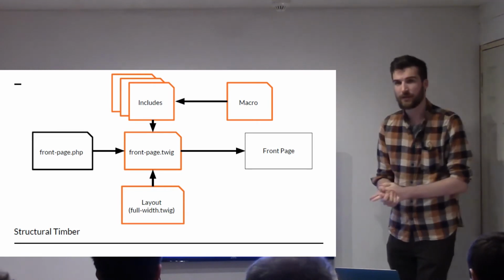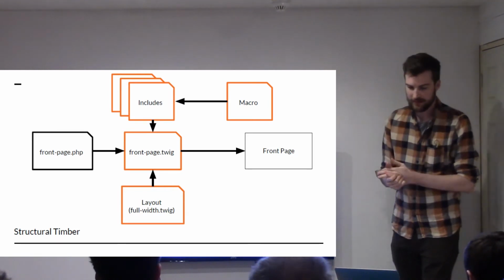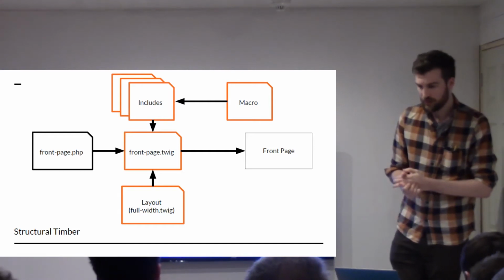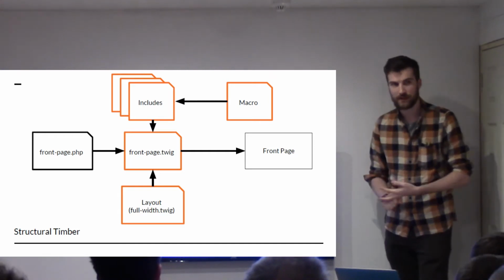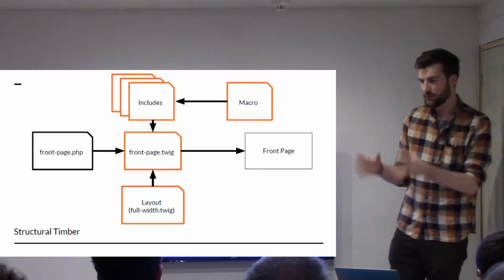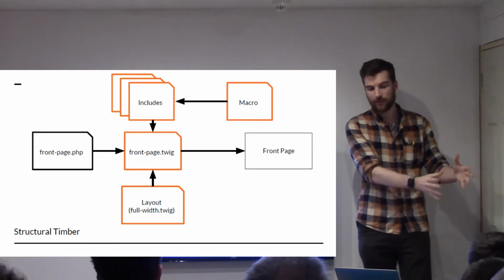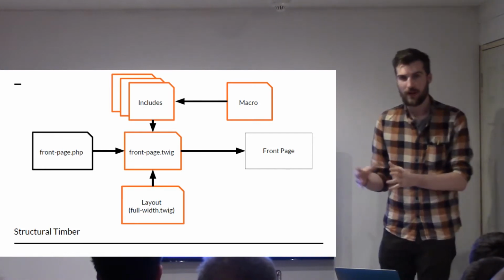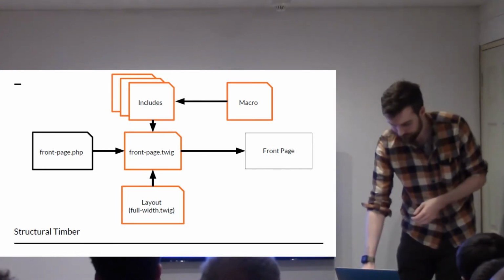So yeah, your functions.php. Everyone loves functions.php. This is where you set up your global stuff. So your navigation, your footer, stuff you're going to need on every page, you put that in functions.php. So your front page.twig only cares about front page. Your functions.php is where you set up that kind of stuff.